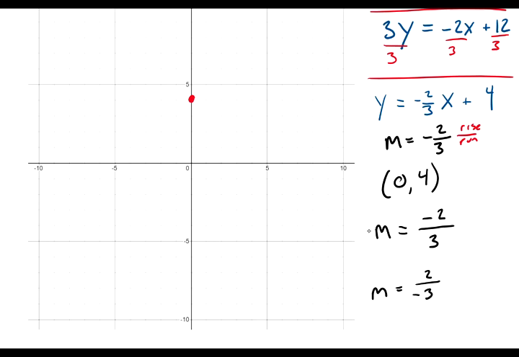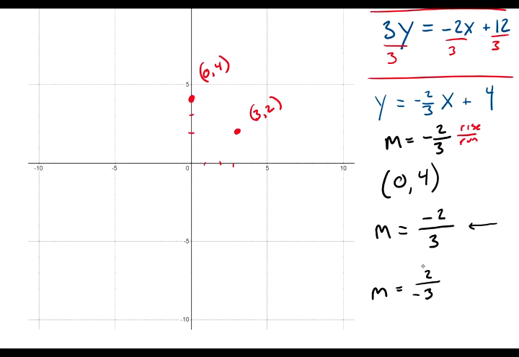So if we use this slope, negative 2 over positive 3, well, negative 2 is the rise, the vertical change. So negative 2 means down 2 over positive 3. So 1, 2, 3. Down 2 over 3. We'll put you right there. So we started off with the point 0, 4, and we used the slope negative 2 over 3. And that brought us to the point 3, 2. 3 on the x-axis, 2 on the y-axis.